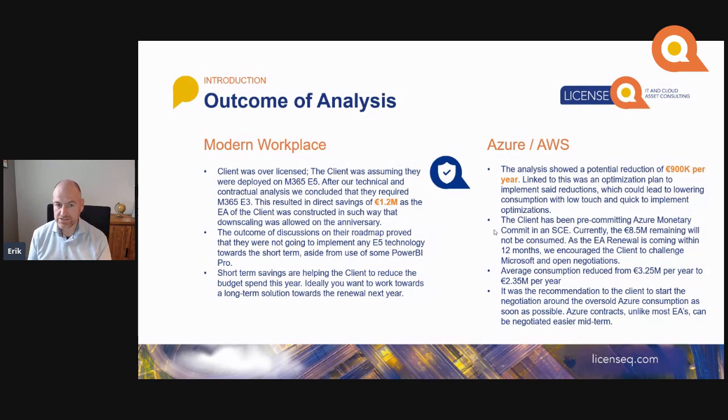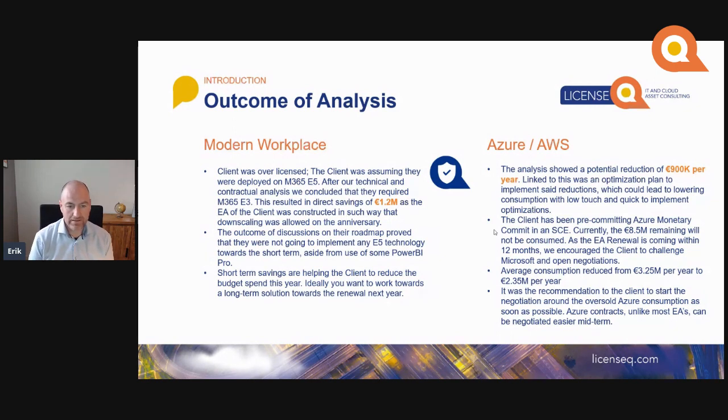So we did the analysis, and what came out was that the client only needed the M365 E3 suite, which provided them the possibility to downscale immediately from M365 E5 to E3, and that resulted in a 1.2 million euro saving. And this is a lot on your anniversary date in this specific contract. So the customer initially was a bit surprised by that. But they were very happy with the result.